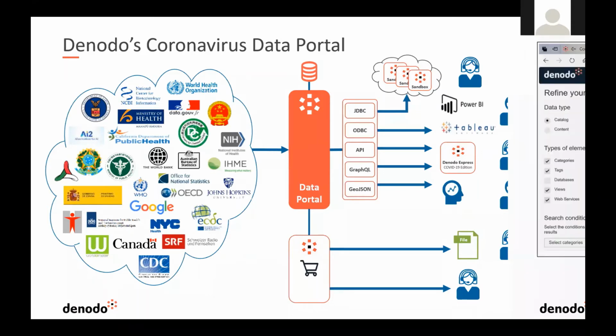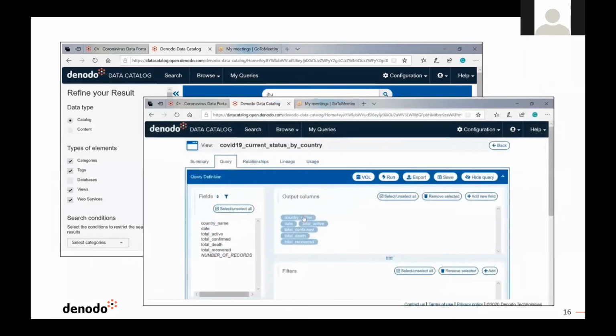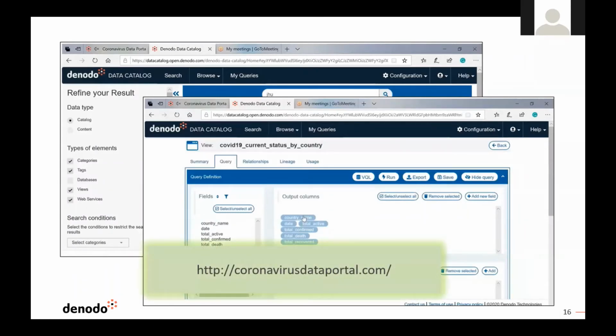This means that all of this data can now be easily accessed, discovered, found and understood in a single easy-to-use graphical interface. And if you're interested, then we welcome you to go to coronavirusdataportal.com and log in, have an exploration around, and see how you can use this data to come up with a valuable outcome.